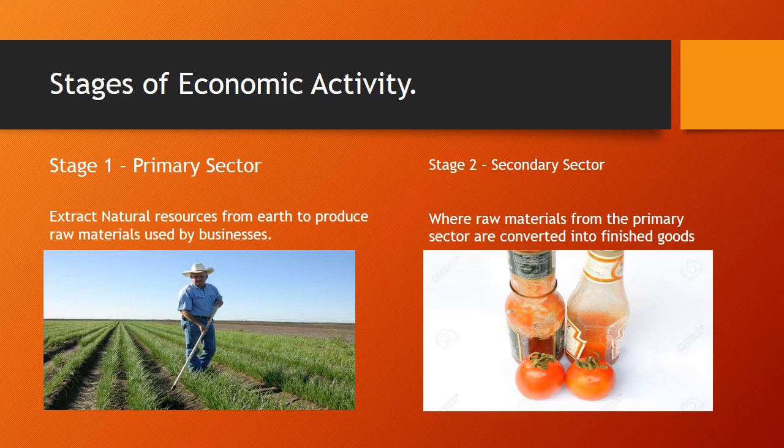Now the second stage is the secondary sector, where raw materials from the primary sector are converted into finished goods. So the primary sector feeds their extracted goods, extracted minerals or natural resources into the secondary sector, which are then processed into finished goods. Think about a tomato that is grown in the farm field. Then it is sent to a manufacturing company and converted into ketchup.